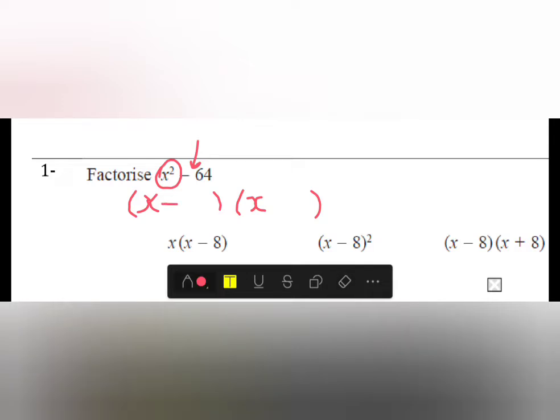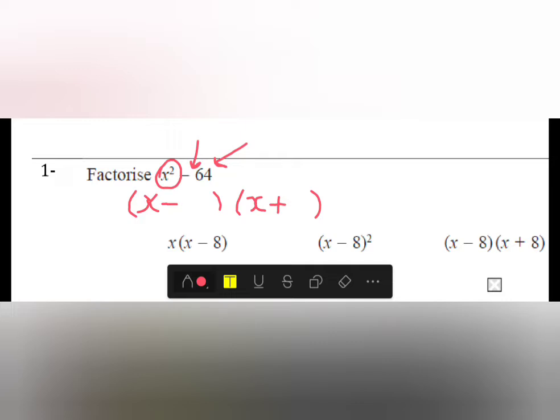So as we said, the negative constant tells me that we're going to subtract. And because we're subtracting, it means we have different signs between the numbers. So it's negative and positive, or positive and negative. And we notice that the 64 is a square number. And this square number happens when you multiply 8 by 8.